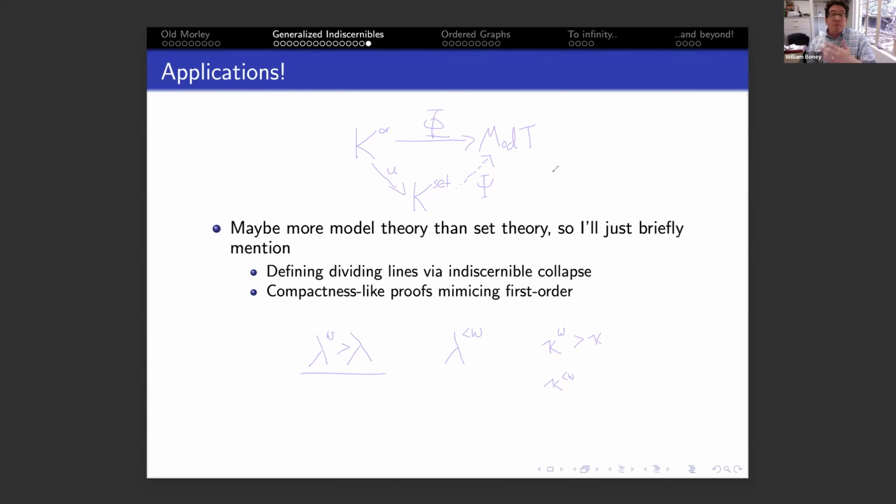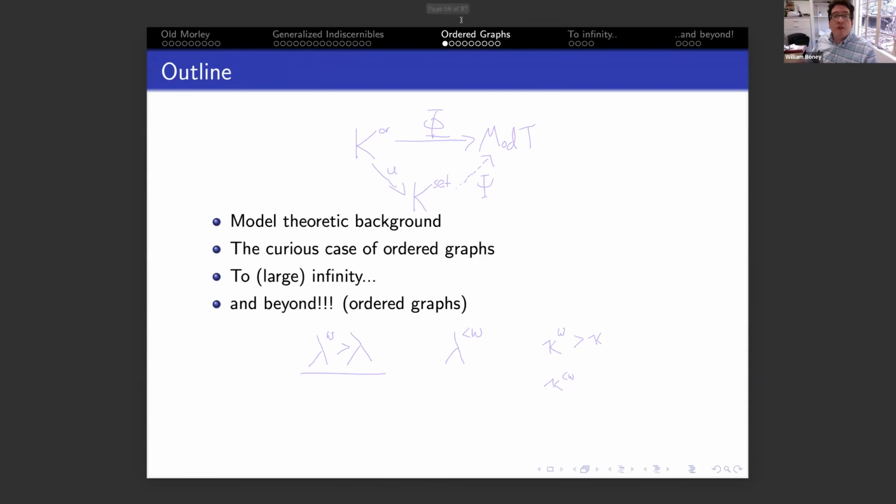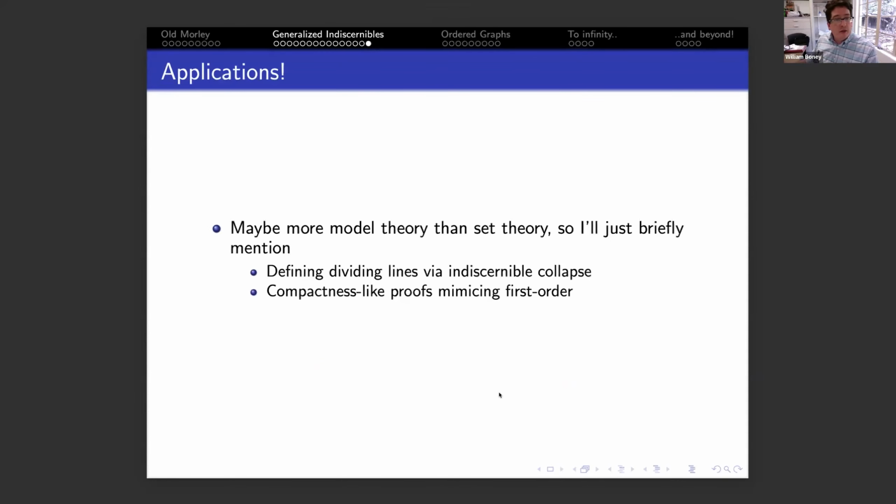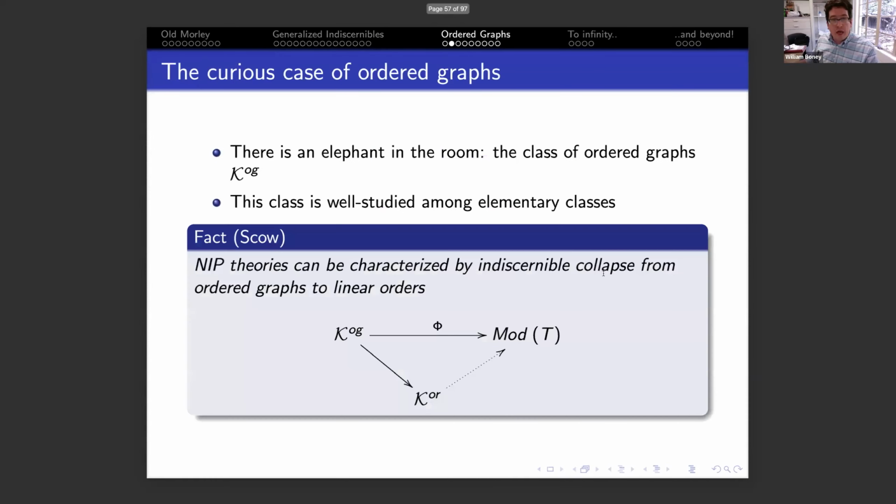And so you can prove the same thing for AECs. One of my motivations for looking at generalized indiscernibles is trying to do the same kind of indiscernible collapse characterization of dividing lines. And that brings us to ordered graphs, which is what I call the elephant in the room, because we've mentioned it several times, but it wasn't on my list of examples.